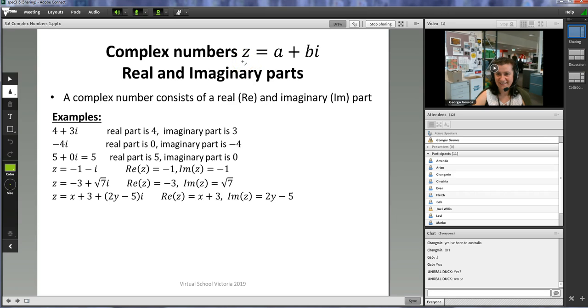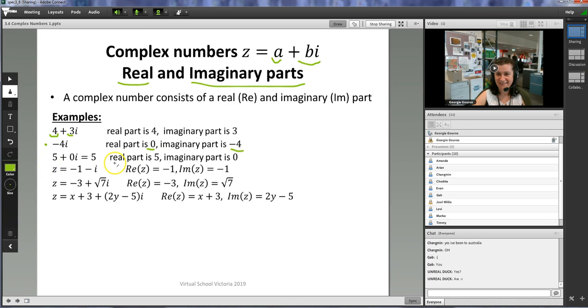Okay, so a complex number can have a real and an imaginary part to it as well. And the real parts are, as we understand them, just real numbers, and the imaginary part involves that symbol i. So here are some examples. So we have 4 plus 3i. This is a complex number. The real part of it is the 4, and the imaginary part of it is the 3, just the coefficient in front of the i. The next number along, negative 4i, has 0 as its real part, and its imaginary part is negative 4.